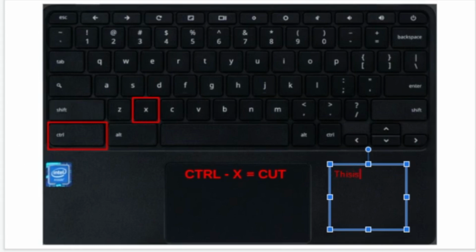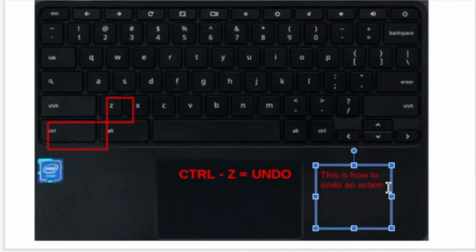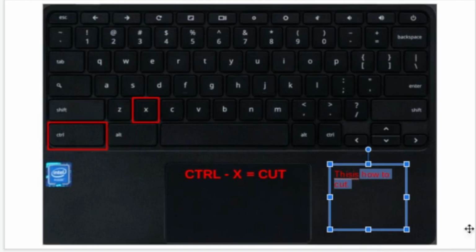Lastly, if you want to undo an action, you hit Control-Z. So, you hit Control-Z. And that's it. Good luck.